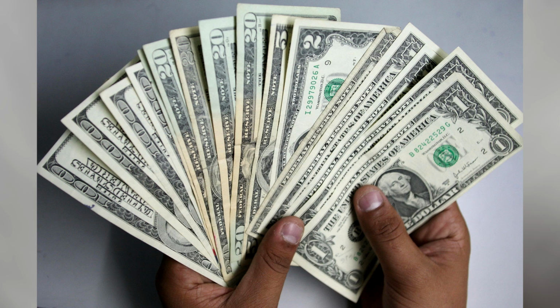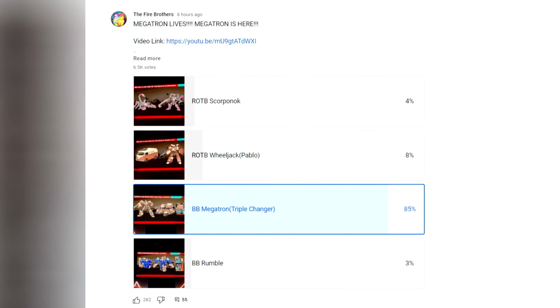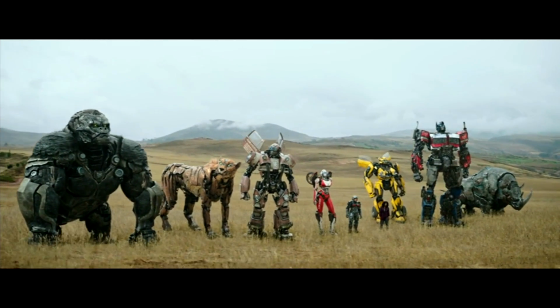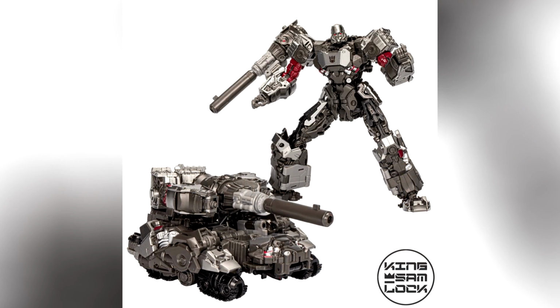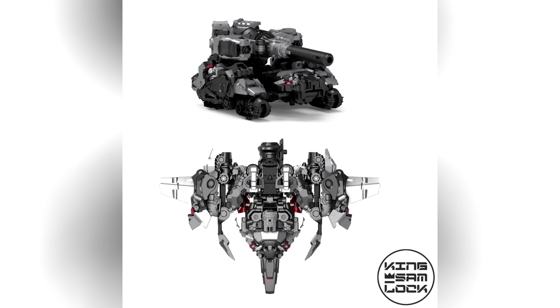I'm still getting the Studio Series Megatron. A lot of you guys really seem to love this design for Megatron, and if we do see Megatron appear in the Rise of the Beasts sequel, this is exactly how I want him to look. Now, the toys, however, do look a bit different from the concept art, and that's a given. Not everything can be translated one-to-one.